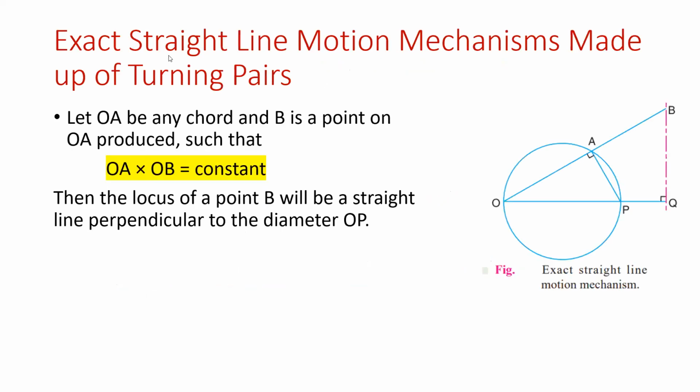So the next topic is the exact straight line motion mechanisms which are made of only turning pairs. There are no sliding pairs.